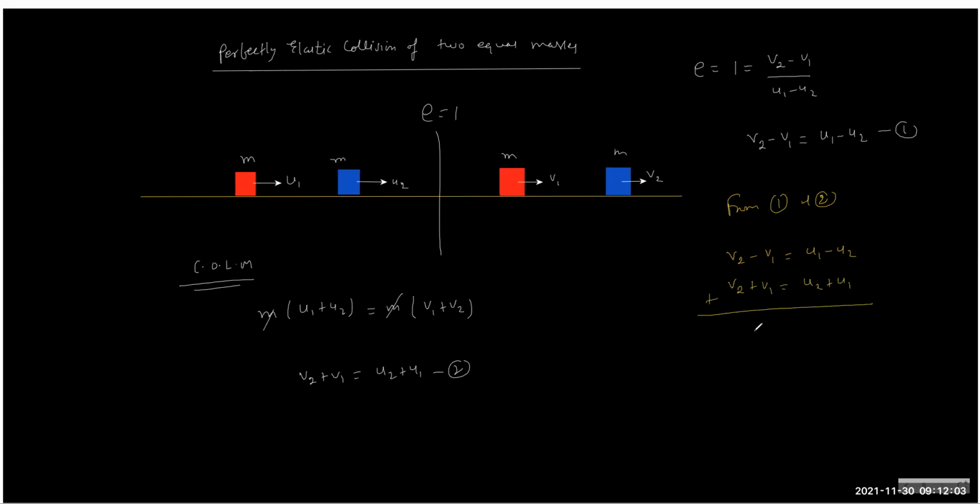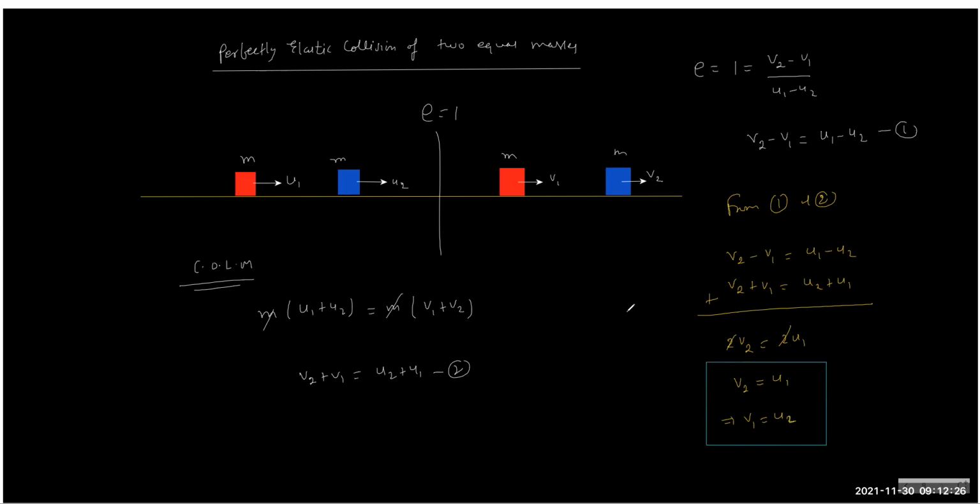If you just add, what we get is 2V2 equals 2U1. And that's a very nice answer. V2 is U1, and so V1 will be U2. So how do we present this interesting result?